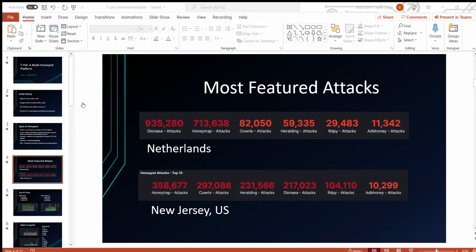New Jersey then. Again, the numbers have gone up since the last time I took it. Nearly half a million, again about 2 million-ish.